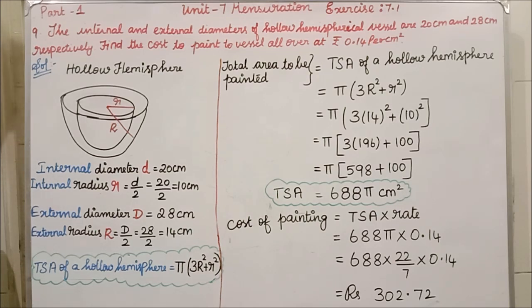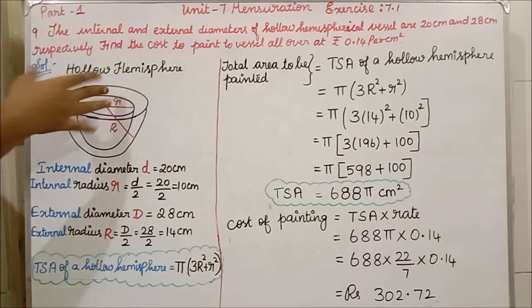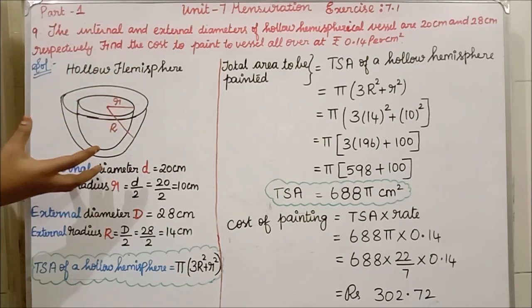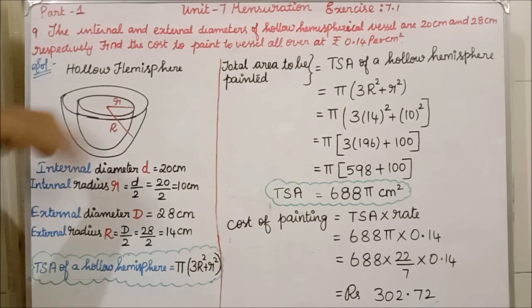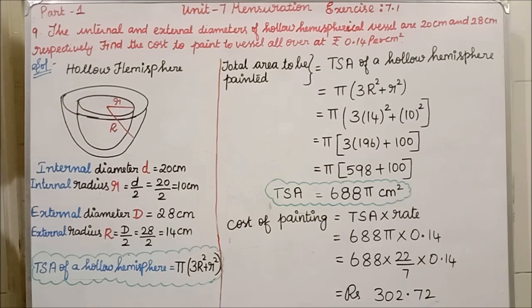Clear all of you? Now, find the cost to paint. We are going to paint the hollow hemisphere all over. All over means inside, outside, everywhere we are going to paint this hollow hemisphere. Per centimeter square they are charging rupees 0.14. So how much cost will it take? They are asking, we have to find. Clear all of you?